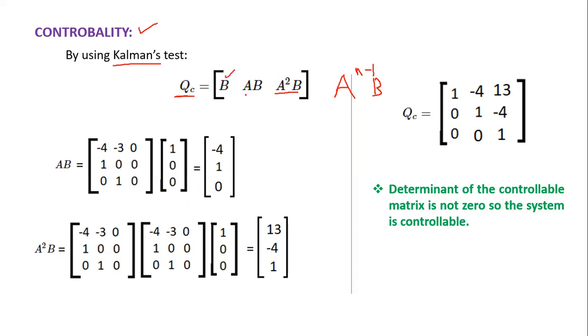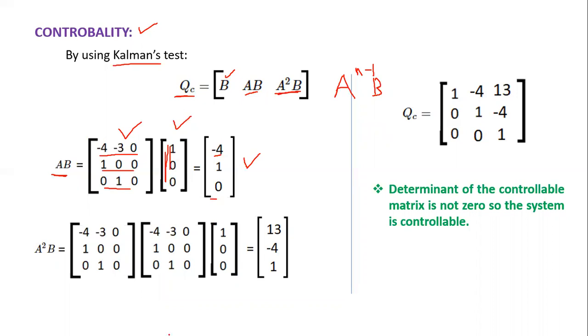Already B is there. Now we need to find the A into B and A square B. So first we will check the A into B. Already A matrix is there, B matrix is there. If you multiply these two, that means here a row and column. So minus 4 into 1 plus minus 3 into 0 plus 0 into 0. So we are getting minus 4. And next, this row and this column. If we are finding, we are getting minus 4, 1, 0. This is the A into B matrix.